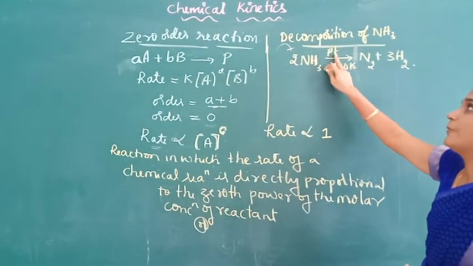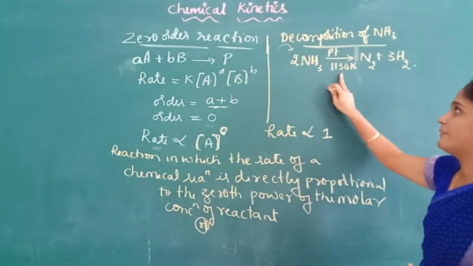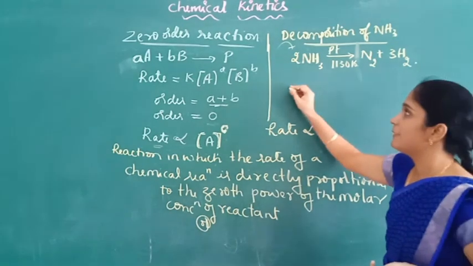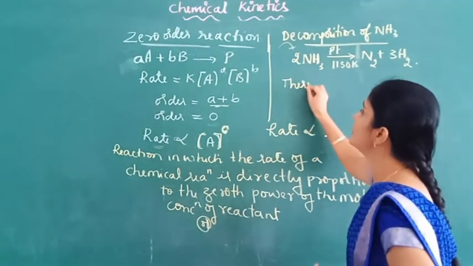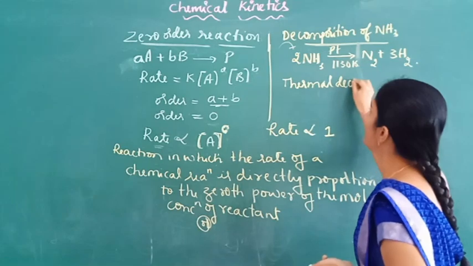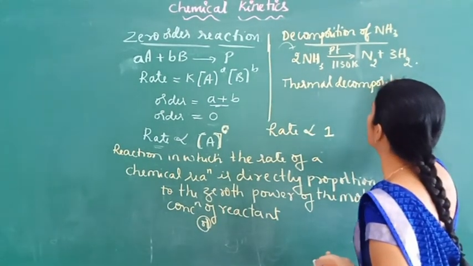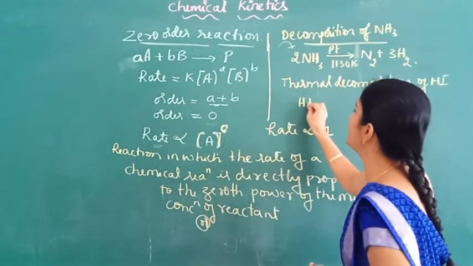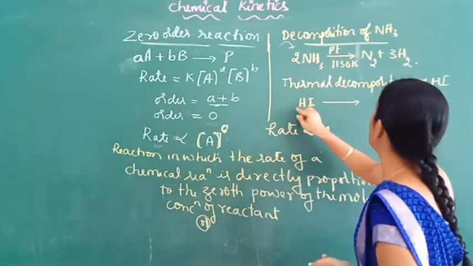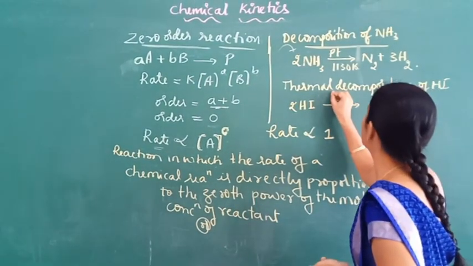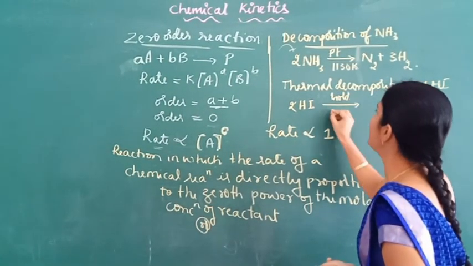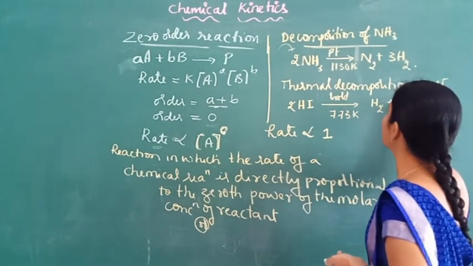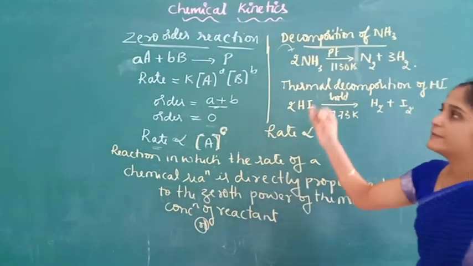So the decomposition of ammonia on the surface of platinum catalyst at 1130 Kelvin is an example of a zero order reaction. Another example is the thermal decomposition of hydrogen iodide on the surface of a gold catalyst at 773 Kelvin, which gives hydrogen and iodine. So it is also a zero order reaction.